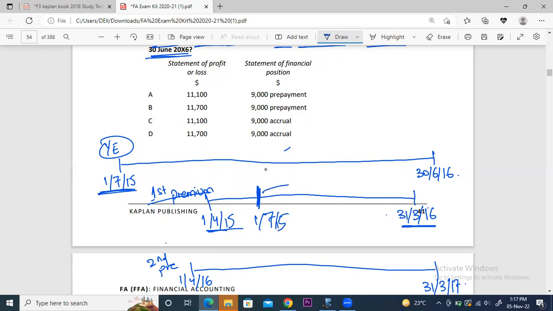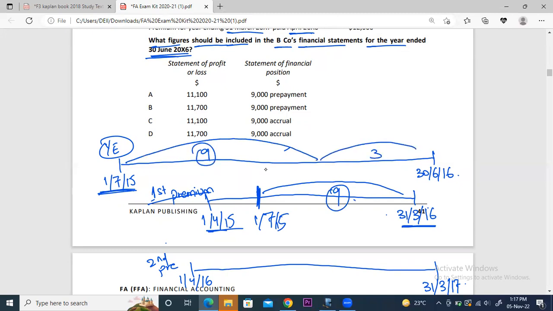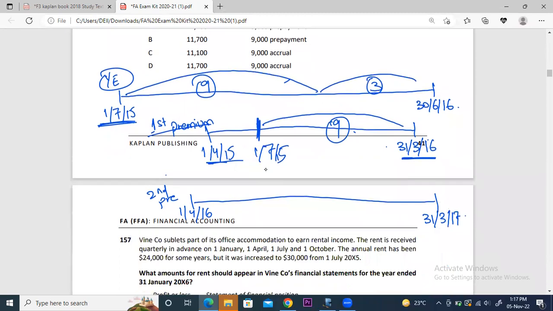So how many months from here till here? Let's count: July, August, September, October, November, December, January, February, and March. Just 9 months, right? 9 months of these are coming over here, right? Till here. So these are 9 months. And what about the remaining three? These remaining three are coming from this one, from this second premium.